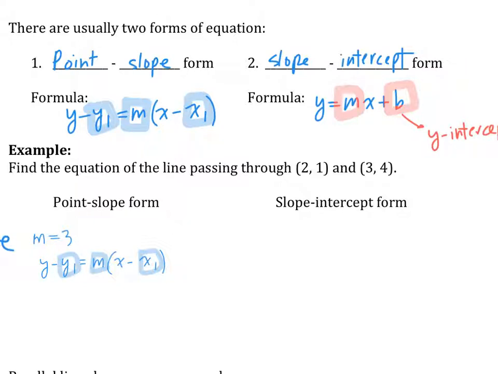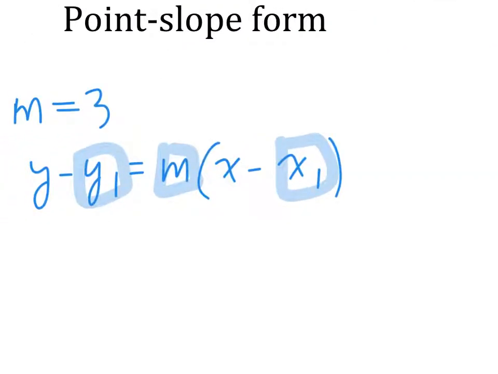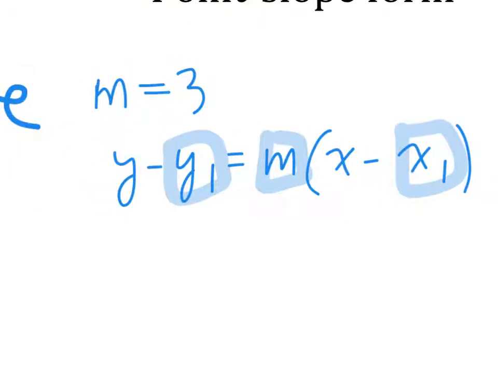Which one of the points do you guys want to use? 2, 1. So usually you want to pick the smaller numbers. And usually I also pick the positive ones because I don't want to make mistakes calculating. So this is going to be y minus y1, which is 1, equals 3 times x minus 2. 2 is the x. And then at this point, you're going to just simplify this.